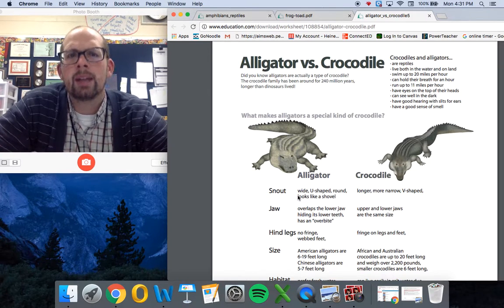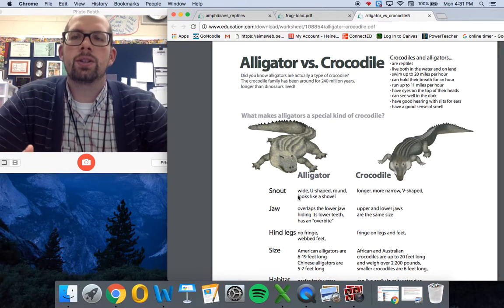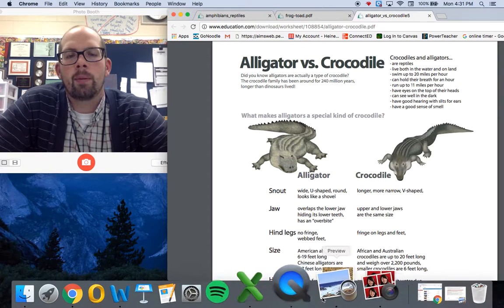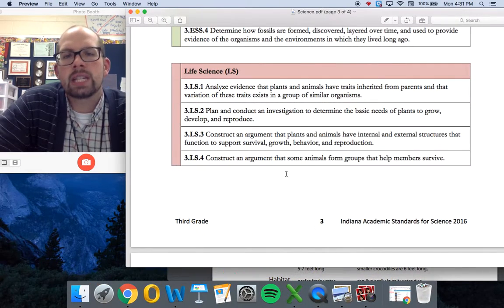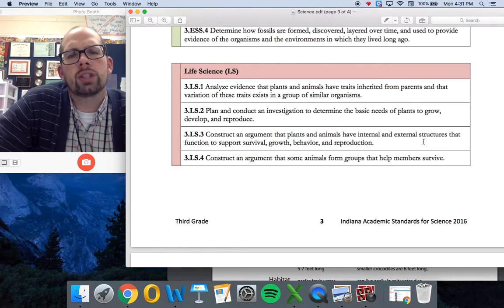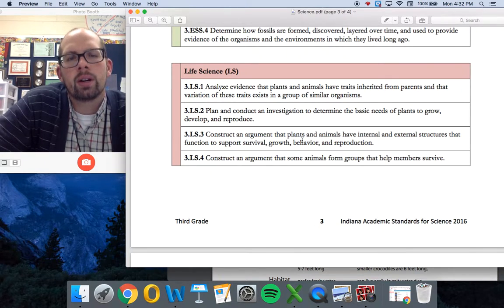Good job today. And just keep in mind, while you're reading this, you're paying attention to what the different structures are that support this animal. So here it is again. This was the standard we were working on. Construct an argument that plants and animals have internal and external structures that function to support survival, growth, behavior, and reproduction.